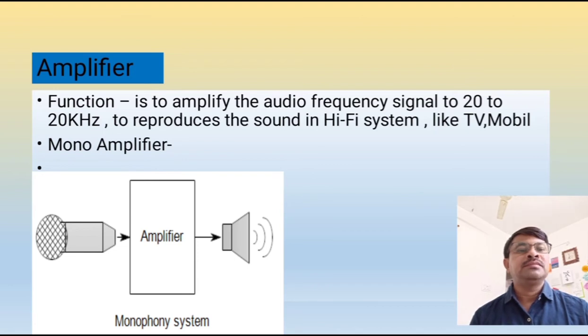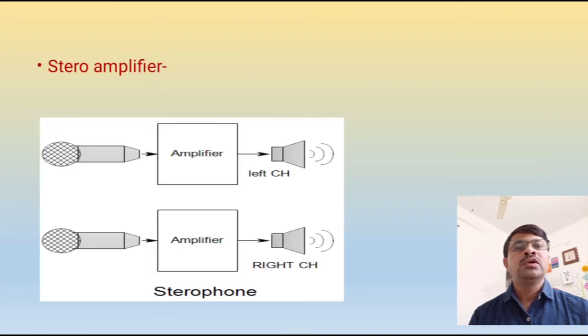Monophonic system, the system that consists of a single amplifier, is called monophonic system. The monophonic system contains one microphone, one amplifier and one speaker. That is called a monophonic system. It can generate one direction sound. Stereophonic system consists of two microphones, two amplifiers and two speakers, one for left channel, another for right channel.